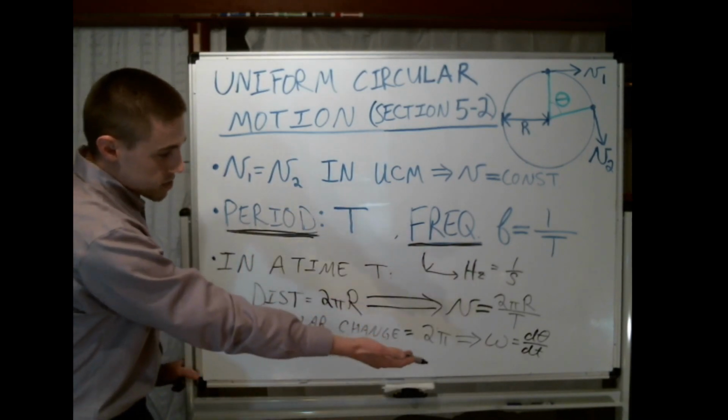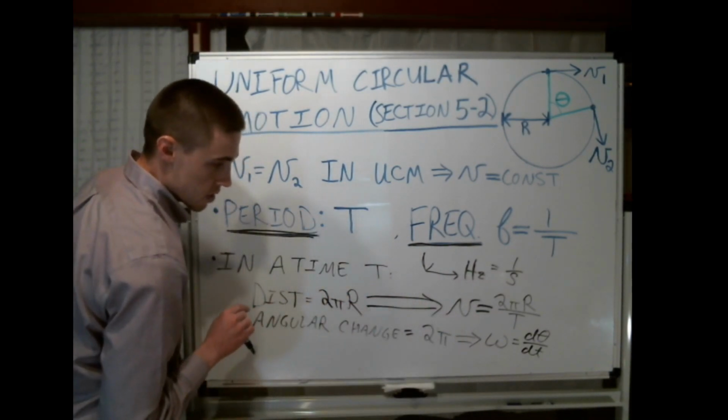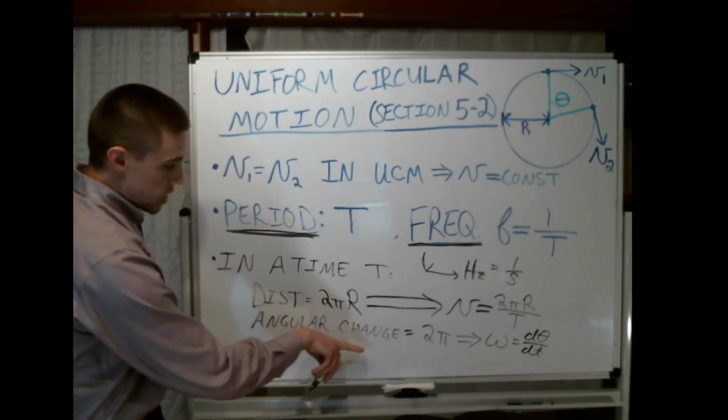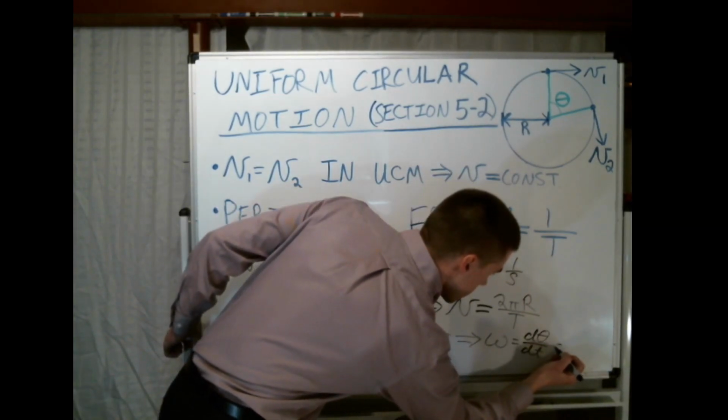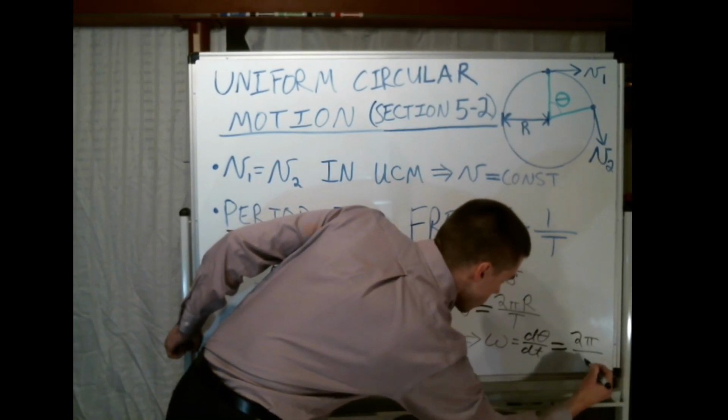And that is obviously going to be a constant as well. If v is constant, then omega will be constant. And in a time T, the angular change is 2 pi. That means that omega would be 2 pi over T.